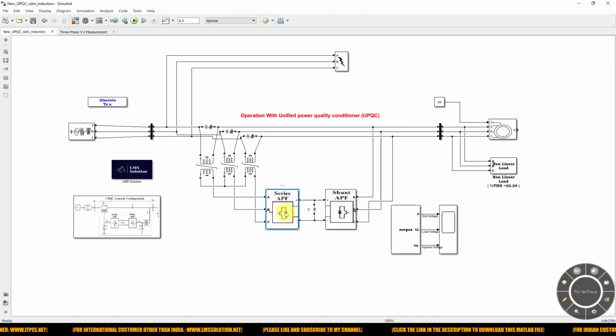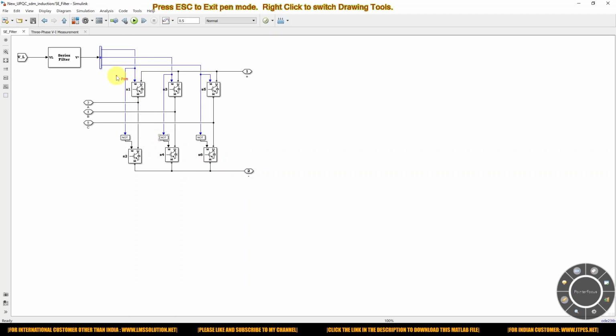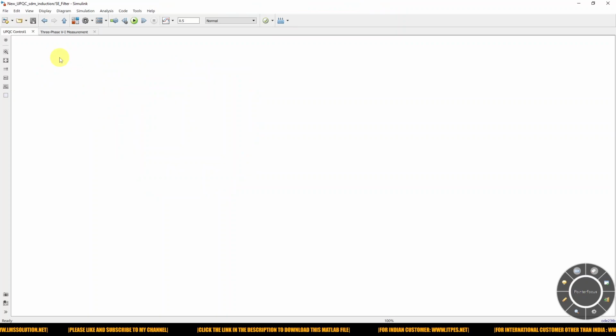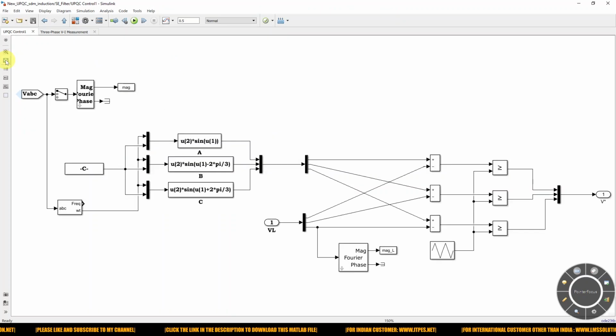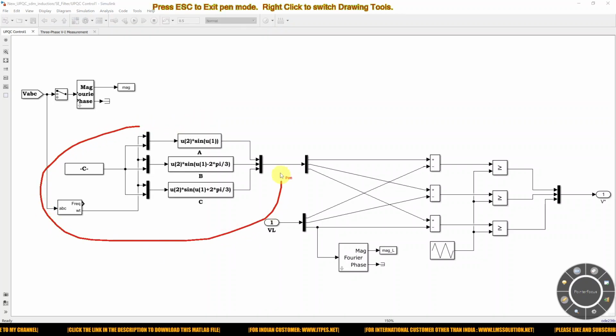So here I'm going to go inside. This is the series active power filter. Here we have a series converter, or we can call it a series inverter also. Here we have the series filter control logic. We are going to generate a voltage reference, and this voltage reference is going to be compared with the load voltage.